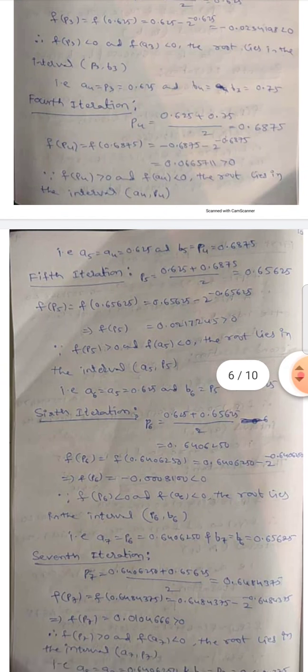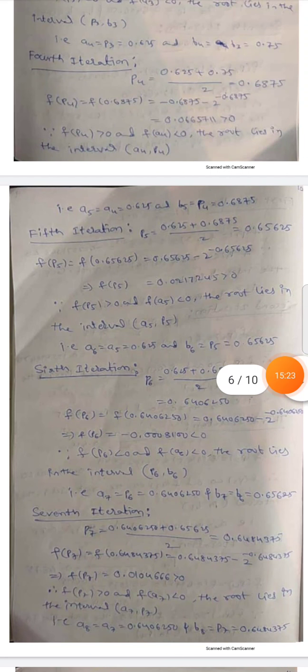Next, iteration 4. p4 is equal to 0.625 plus 0.75 by 2, equal to 0.6875. f of p4 is equal to f of 0.6875, which equals 0.6875 minus 2 power minus 0.6875, which is equal to 0.0665711. This is greater than 0. The value is not repeating yet.